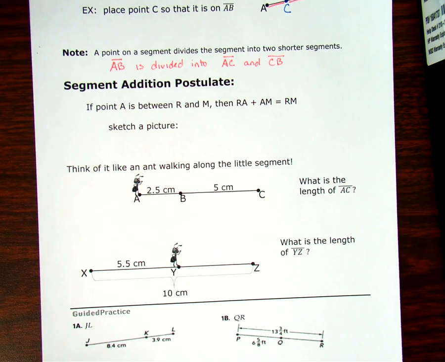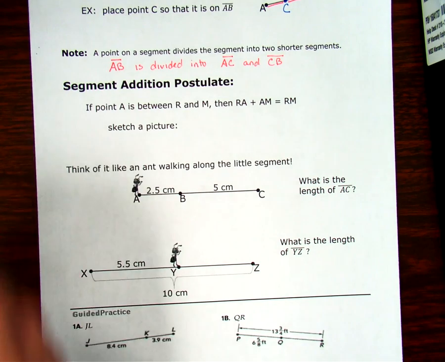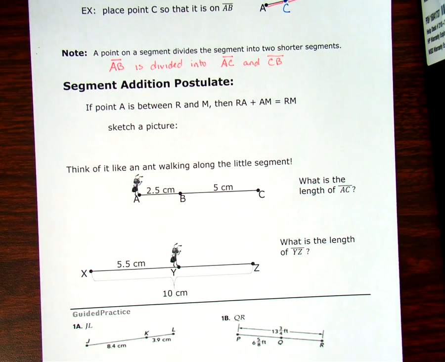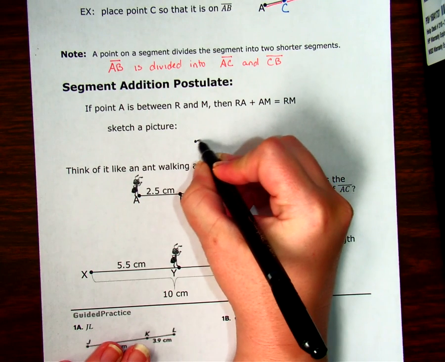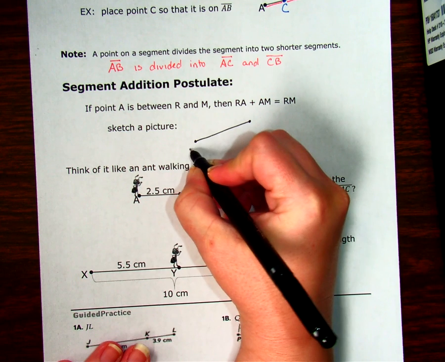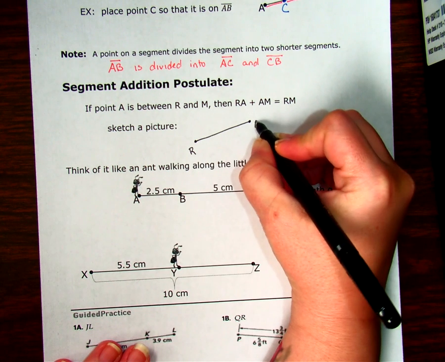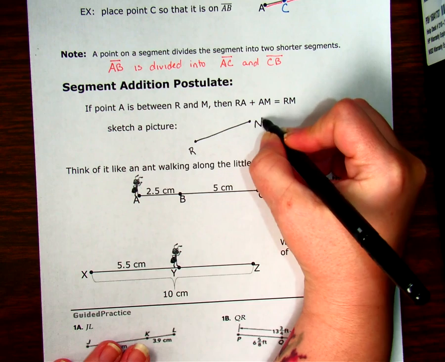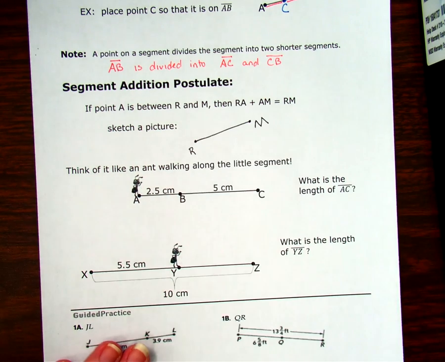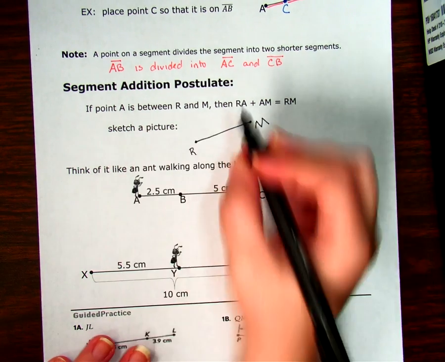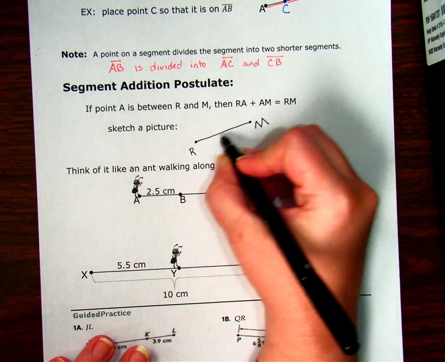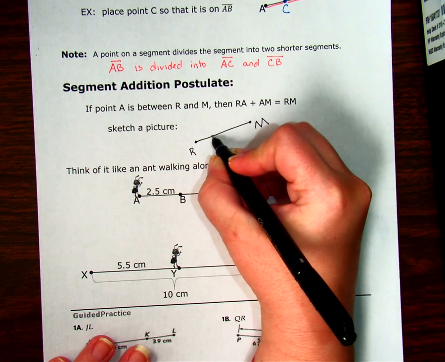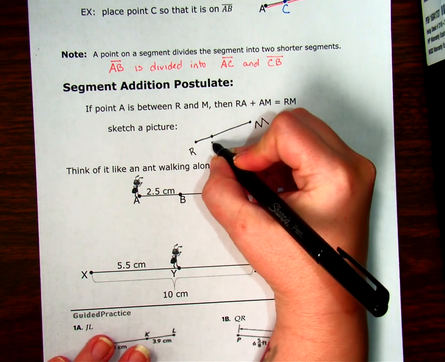So let's sketch a picture, because that's a lot to deal with without drawing a picture. So the first thing I'm going to do is draw a segment that has an R on one end and an M on the other end, because it's between R and M. And then A is somewhere between. So it doesn't have to be in the middle. It can be close to R, it can be close to M. I like to put it close to one of the ends so I don't accidentally think it's a midpoint when it might not be.